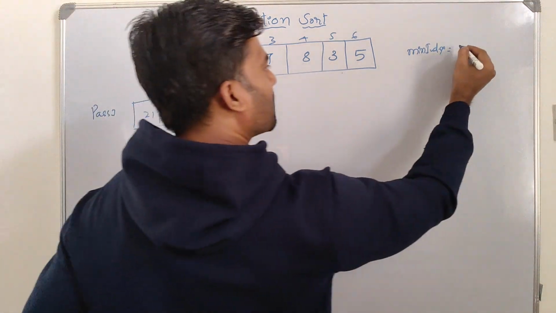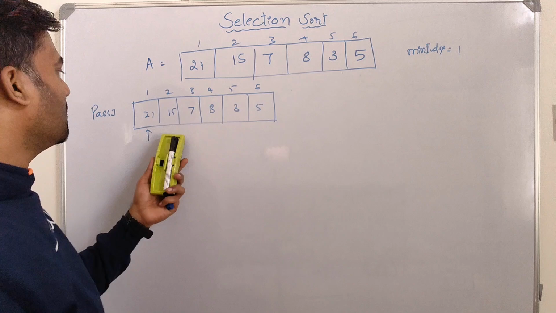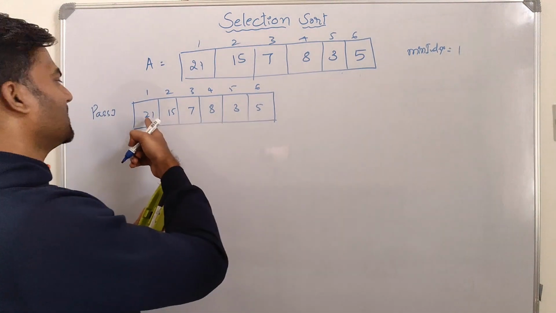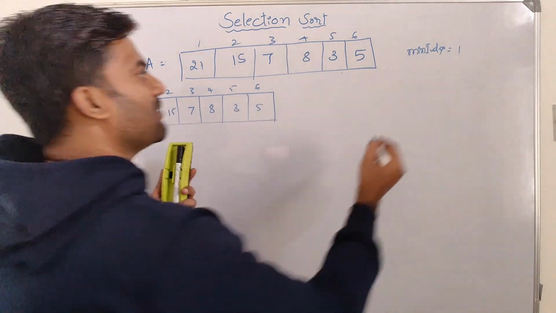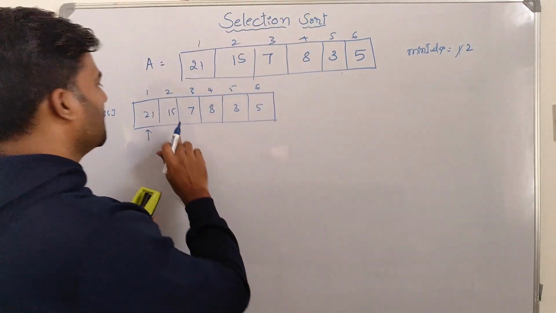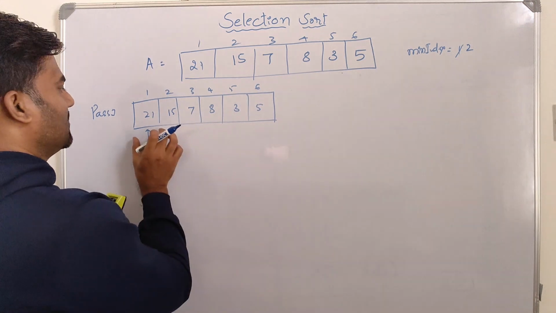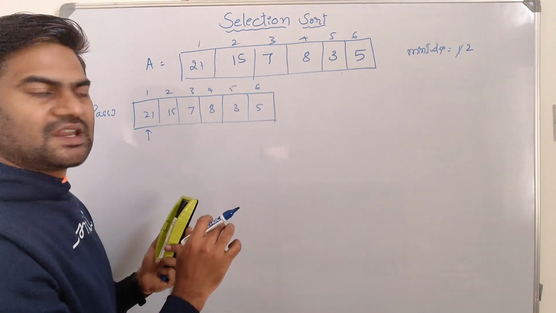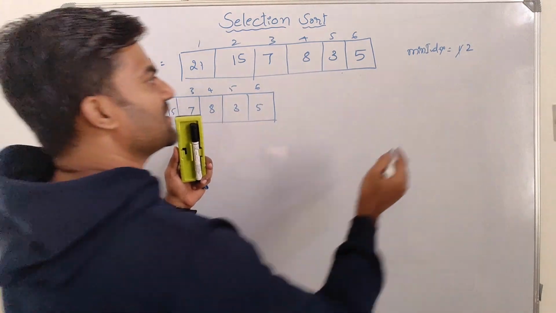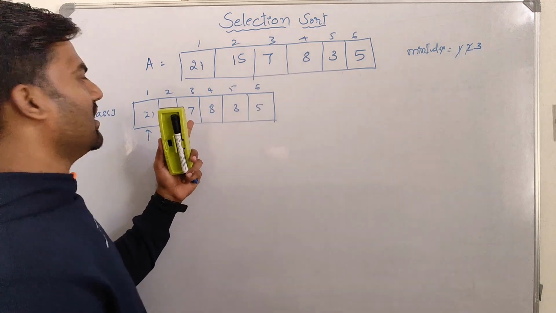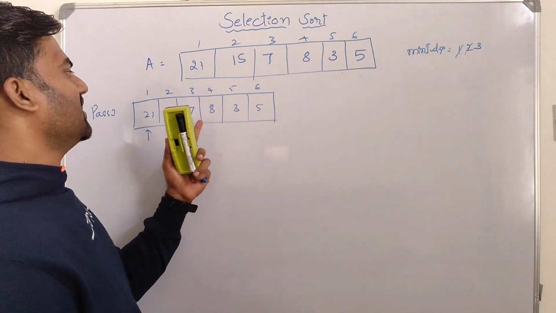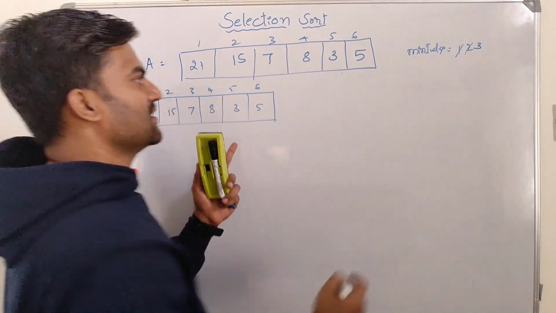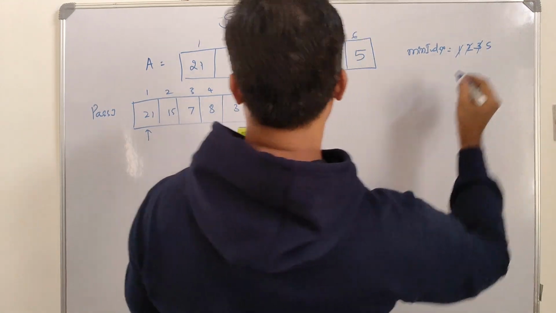So I will keep minimum index as 1. Now I will scan the next element. Is 15 less than the element at minimum index, that is 1 for now? Yes, so I'll update the minimum index. Now it becomes 2. Now I will move to the next element. This one I'll keep in this place, but I'll scan through the remaining elements. So next 7. 7 is less, so I'll update minimum index. Next 8. 8 is not less than 7, so I don't update. Then 3 is less than 7. Yes, I will update. So it is at 5th index.